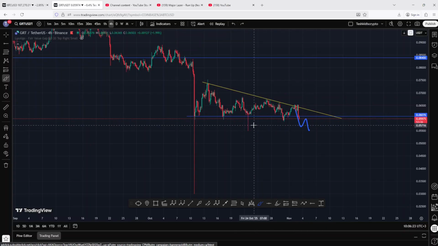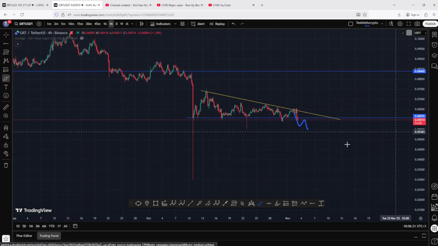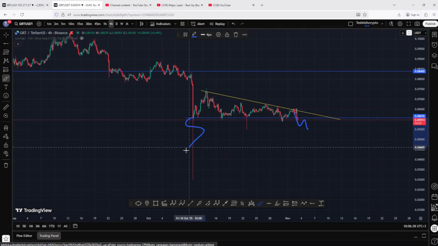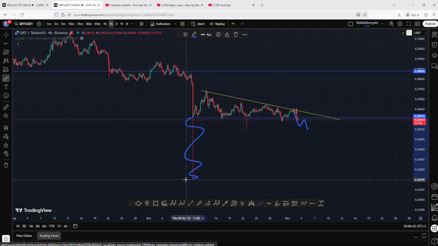But the moment we lose that significant low over here, flipping it back into resistance also, I will expect further breakdown moves in the next coming days, expecting that the graph can easily fill in this wick that we left over here on the 10th of October after that massive liquidation event. And the moment we fill in that wick, then we can expect our bounce.